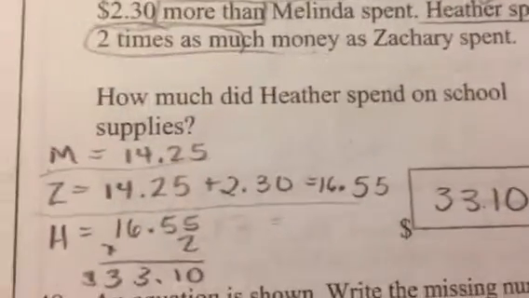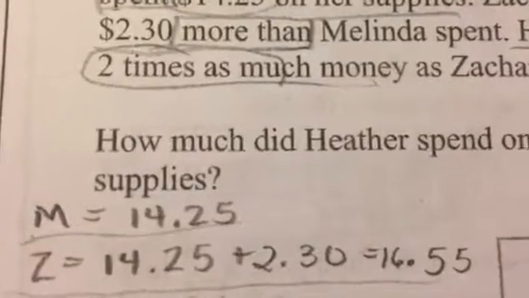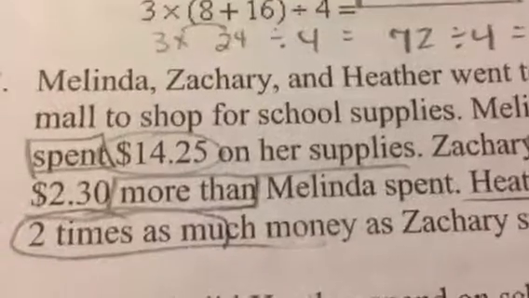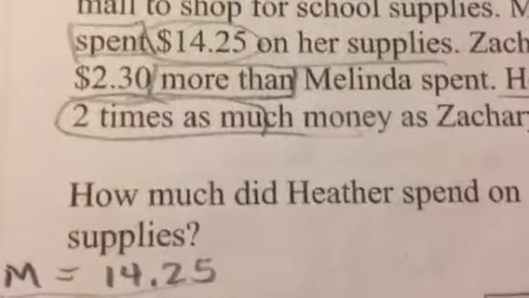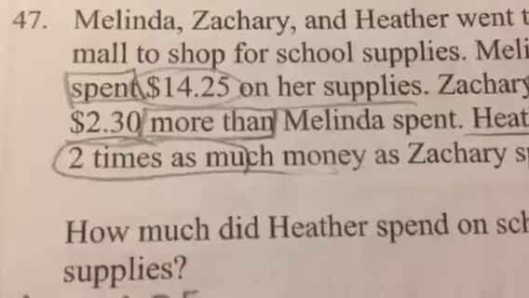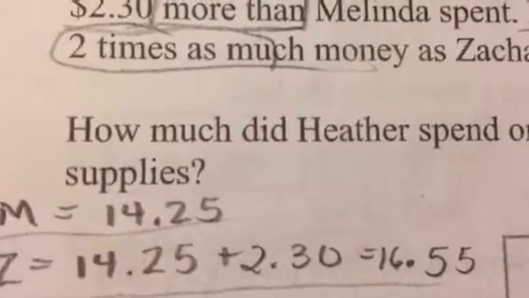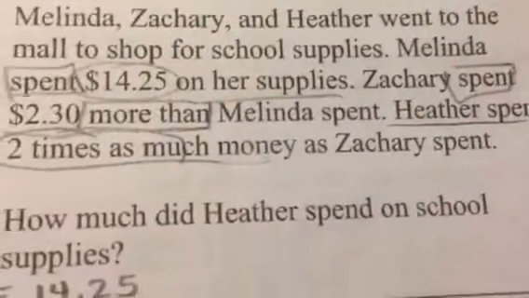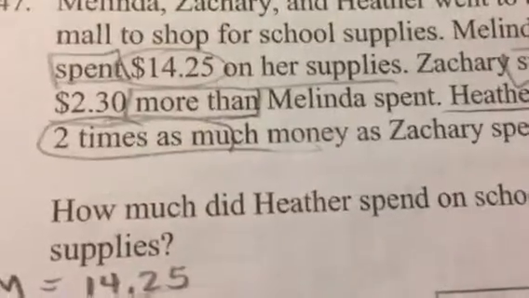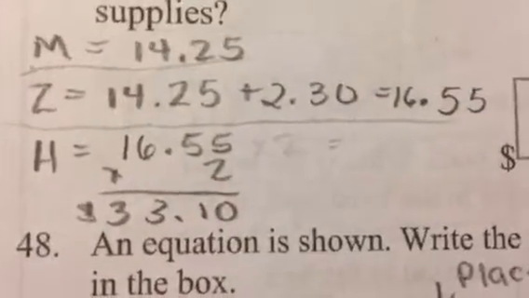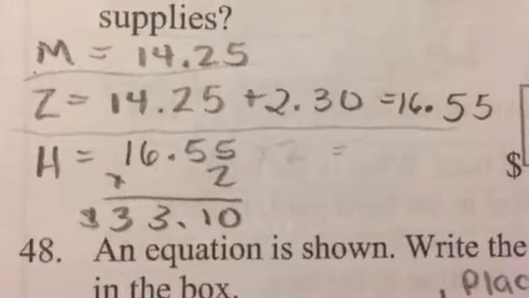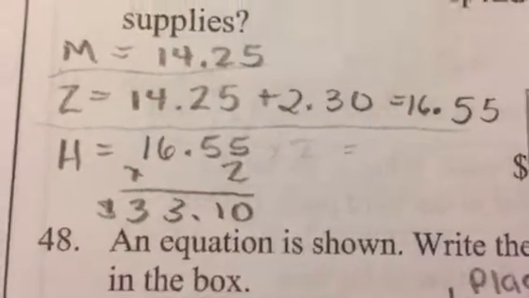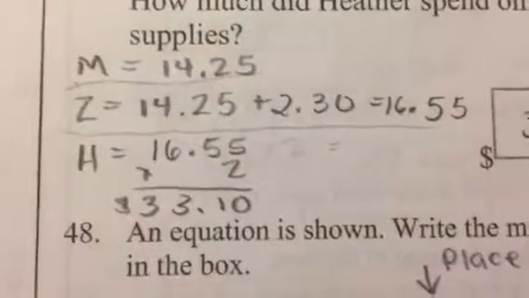So what I did is I made a little model. I need to put M for Melinda, and I know that it says Melinda spent $14.25. Then it gives me the information about Zachary, and Zachary spent $2.30 more than Melinda. So I took her $14.25 and I added $2.30, giving me a total of $16.55. Reading more onto it, I know that Heather spent twice as much as Zach. So I took the total of Zach, which was $16.55, and multiplied it by 2, and I got $33.10 as my final answer for that question.